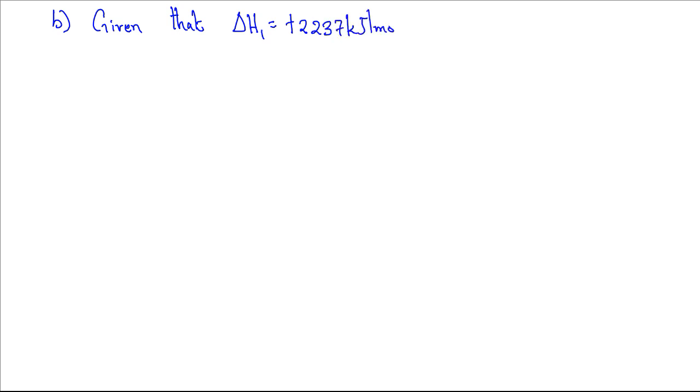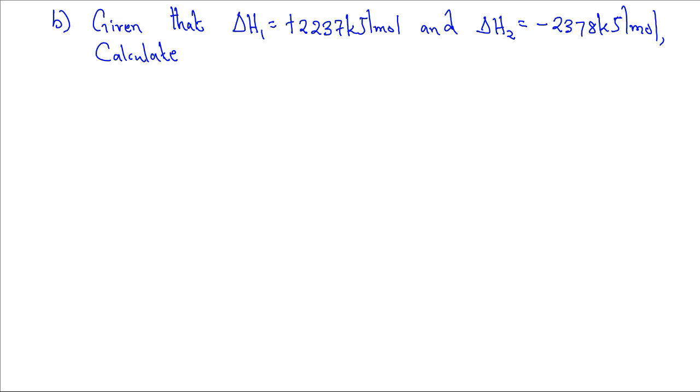Part B, given that delta H1 is a positive 2237 kilojoule per mole, and delta H2 is equal to negative 2378 kilojoule per mole, then calculate the value of delta H3. Solution.